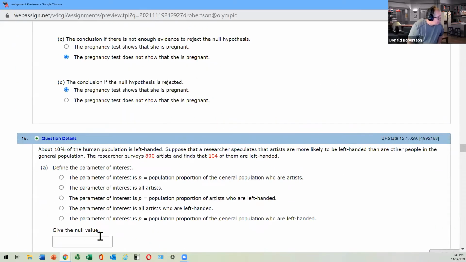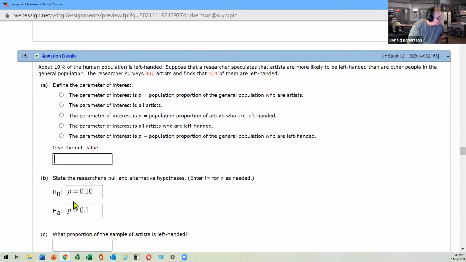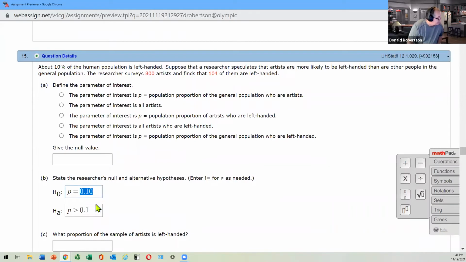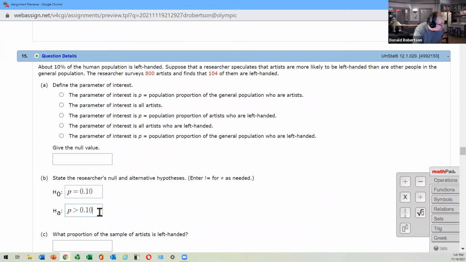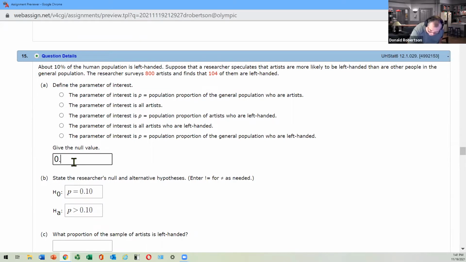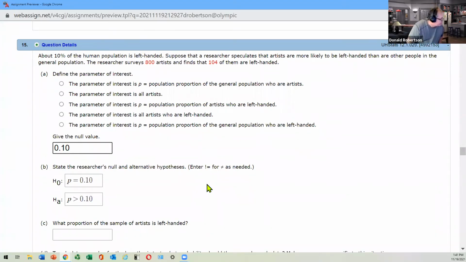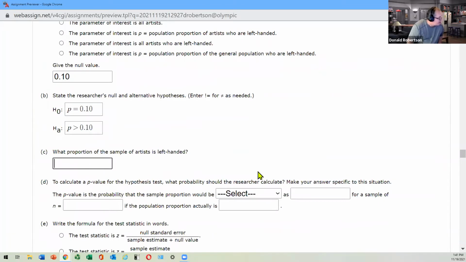Now it says give the null value. See this number here? I guess I should make them the same number. See this number here? That is called the null value. It's also called P with a little 0. You see me write that down? P with a little 0. That's what that's called. Now, what proportion of the sample is left-handed? Wouldn't you call that P hat if you were doing the question?